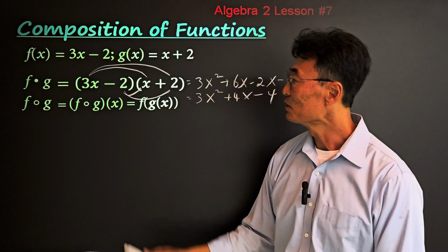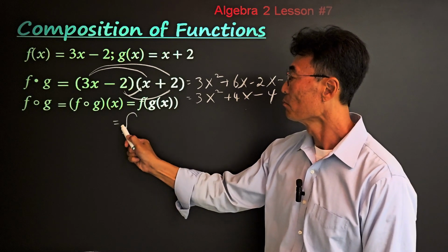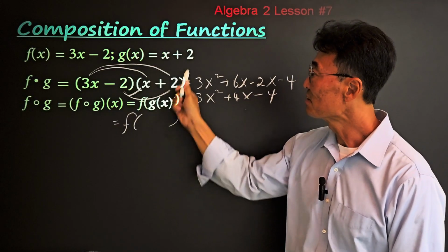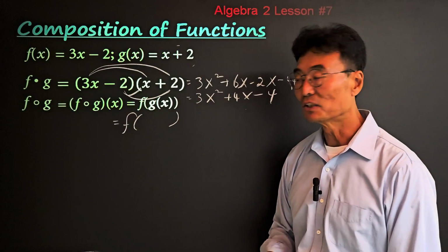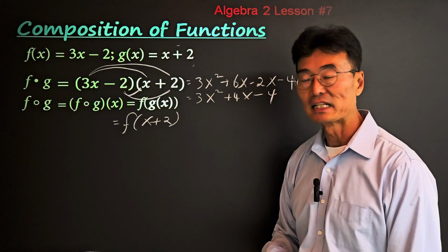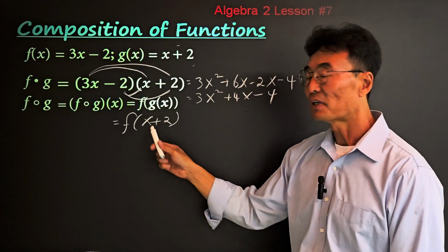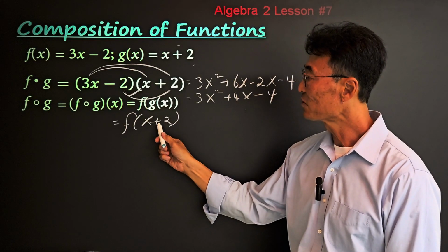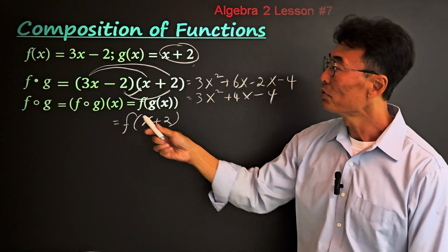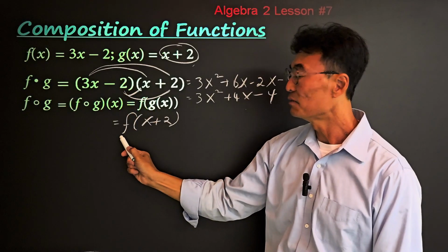So in this case, it would become f of, inside the parentheses, I'm going to write down what g of x equals, which is x plus 2. And then to do f of x plus 2, we would take that x plus 2, or the g of x function, plug it into the x of the f function.